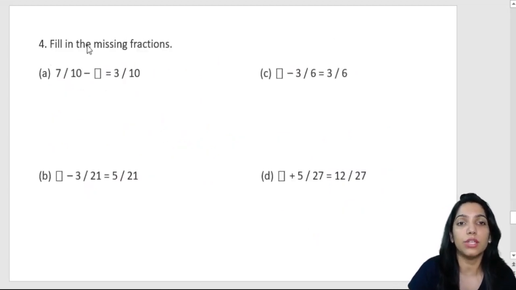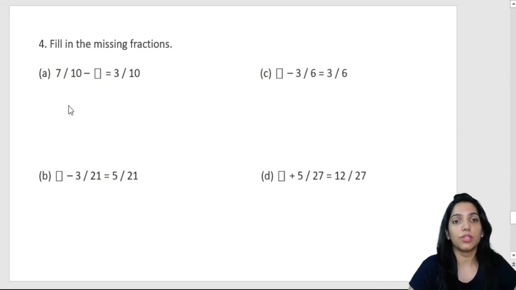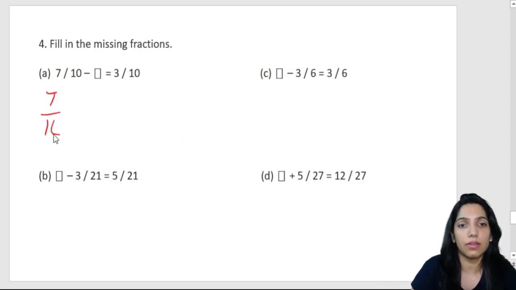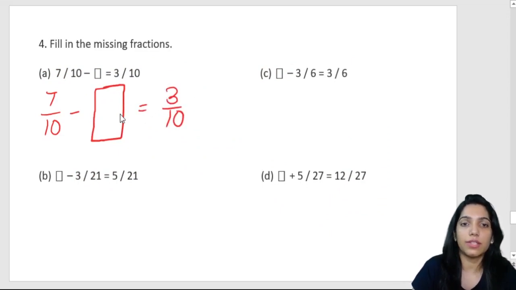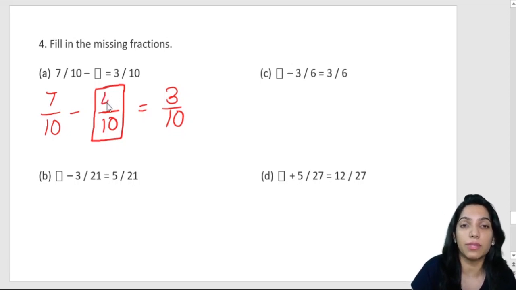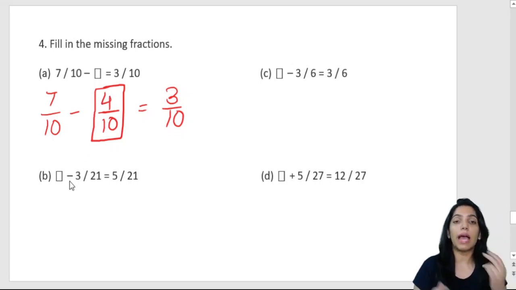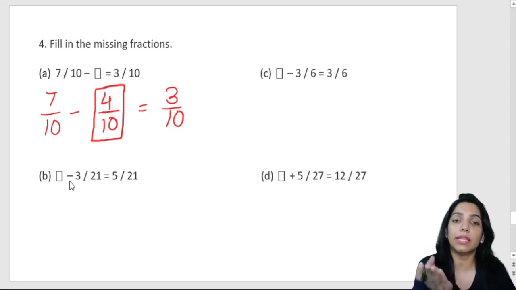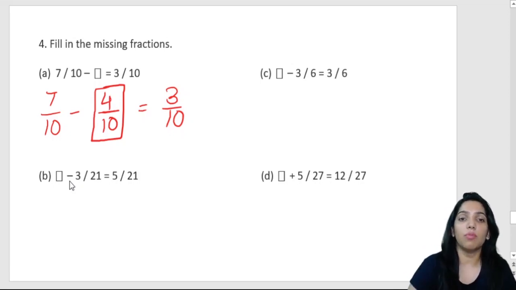Here we need to fill the missing fractions. So it's 7 over 10 minus something in the fraction equals 3 over 10. Right, so the denominator will be 10 itself. What shall I take away from 7 in order to get 3? If you are saying the answer is 4, you are absolutely correct. Why? You can check this by doing 7 take away 3. Now moving on to the next one.